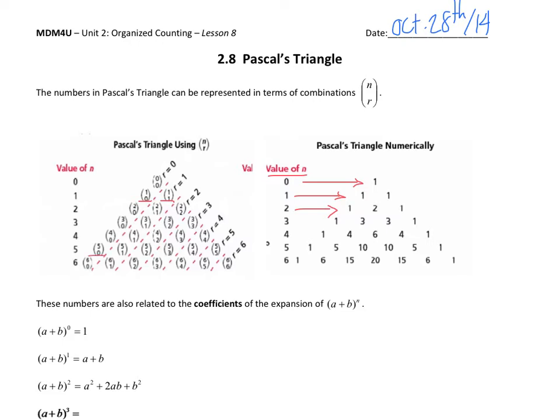So you have 5 choose 0, 5 choose 1, 5 choose 2, 5 choose 3, 5 choose 4, and 5 choose 5. So all the possible subsets of 5 items.